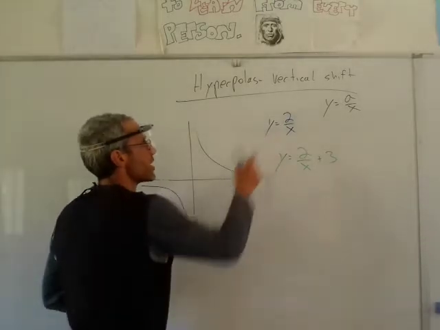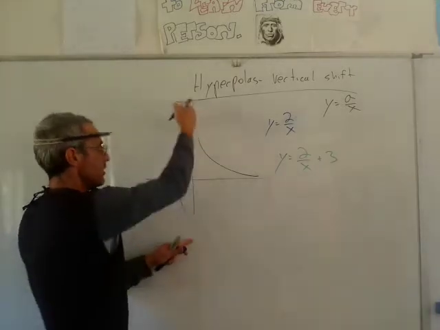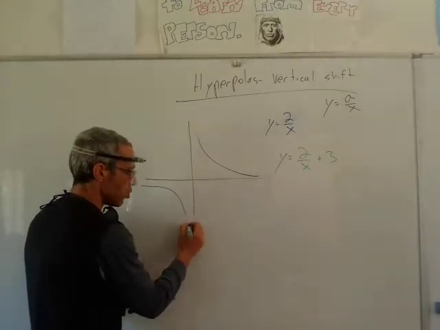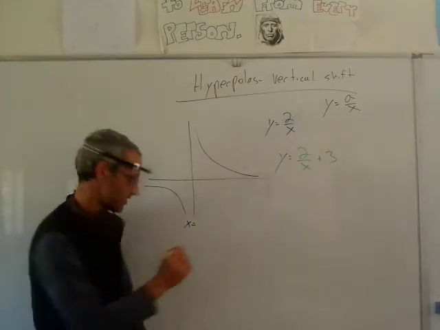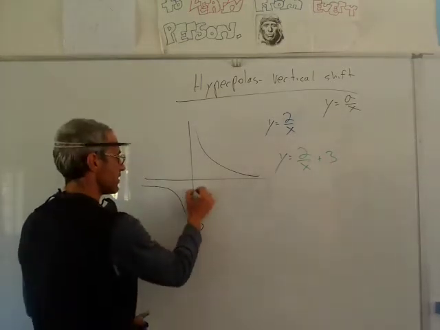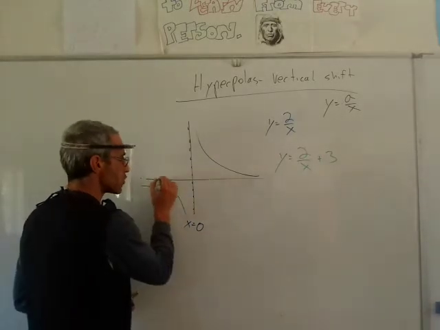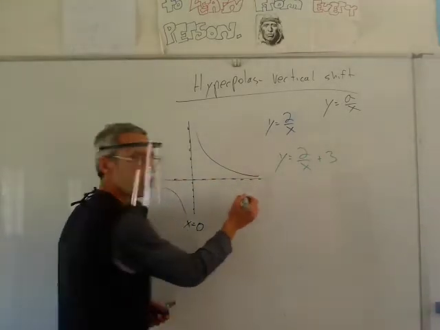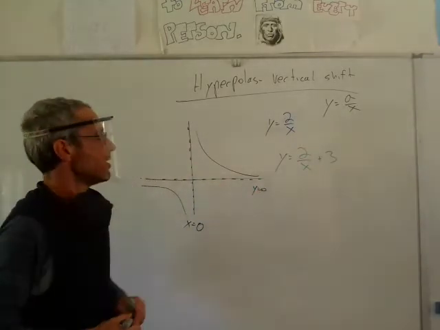So if we look at y equals 2 over x, it has a vertical asymptote, which we can call x equals 0. That is a vertical asymptote, and it also has a horizontal asymptote that will be called y equals 0. Great.